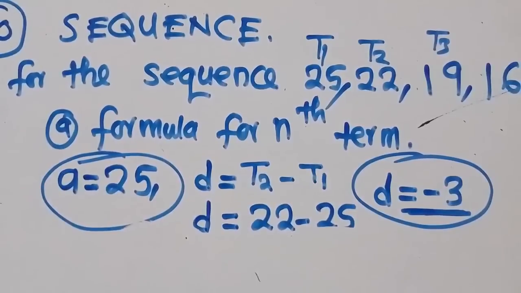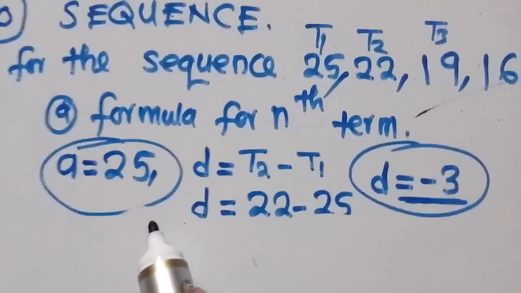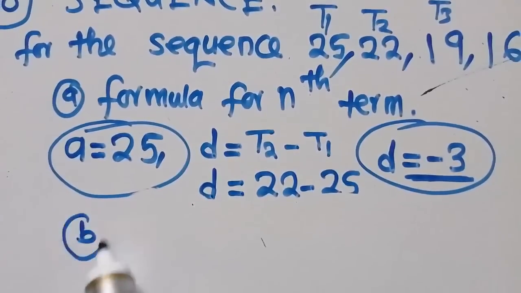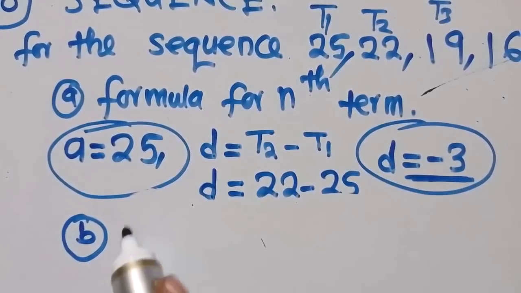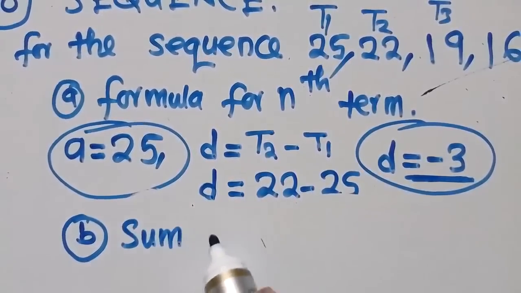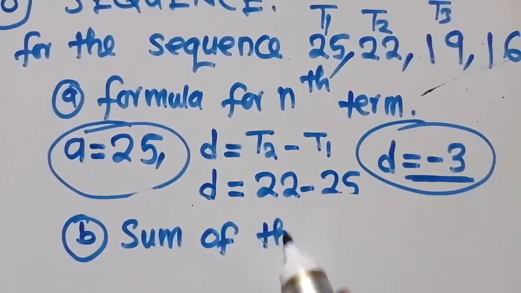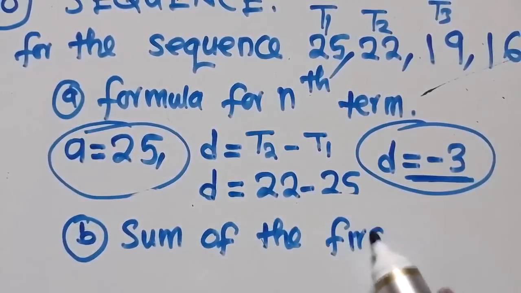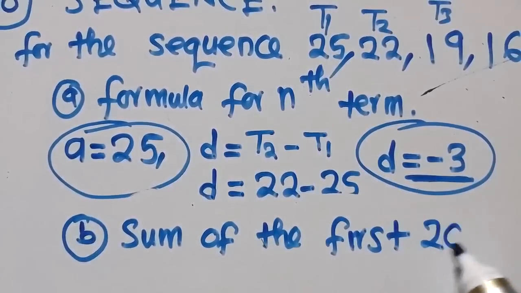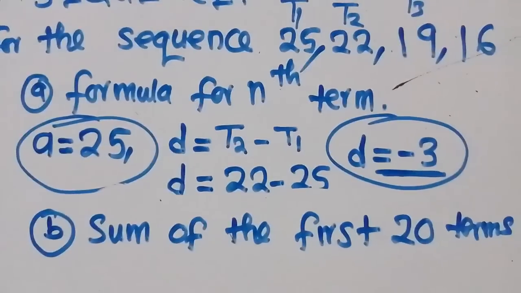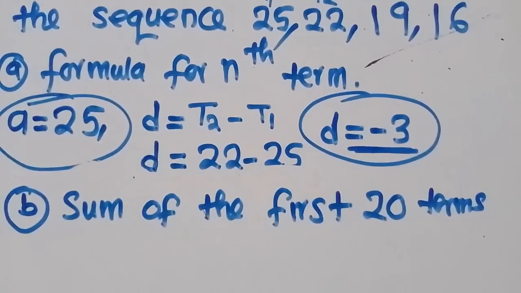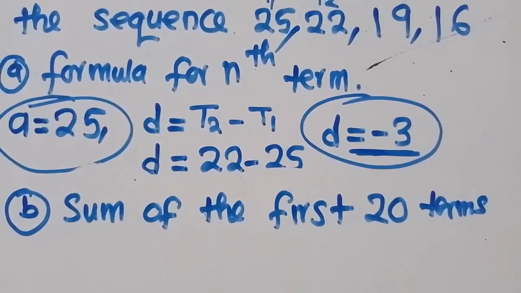In the next question, question B, what we are told is to find the sum of the first 20 terms. How can you find the sum of the first 20 terms? This is what you are going to do.